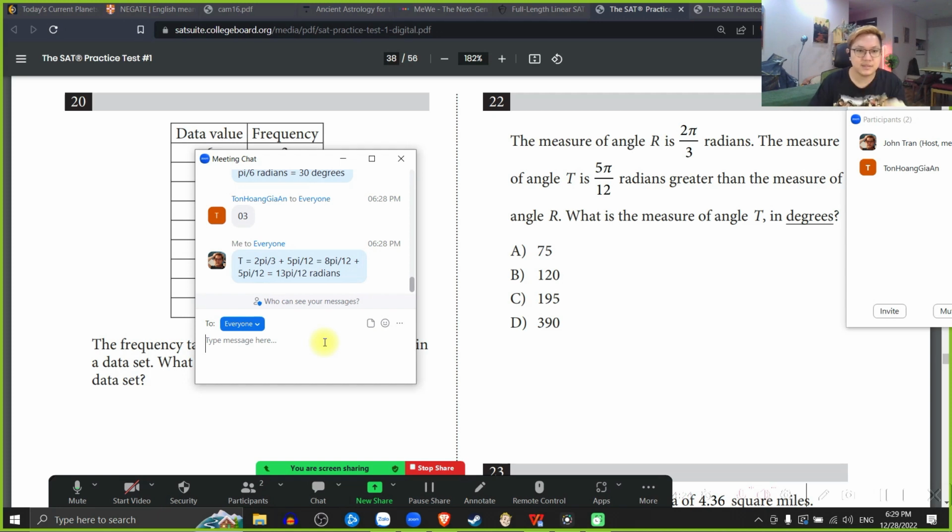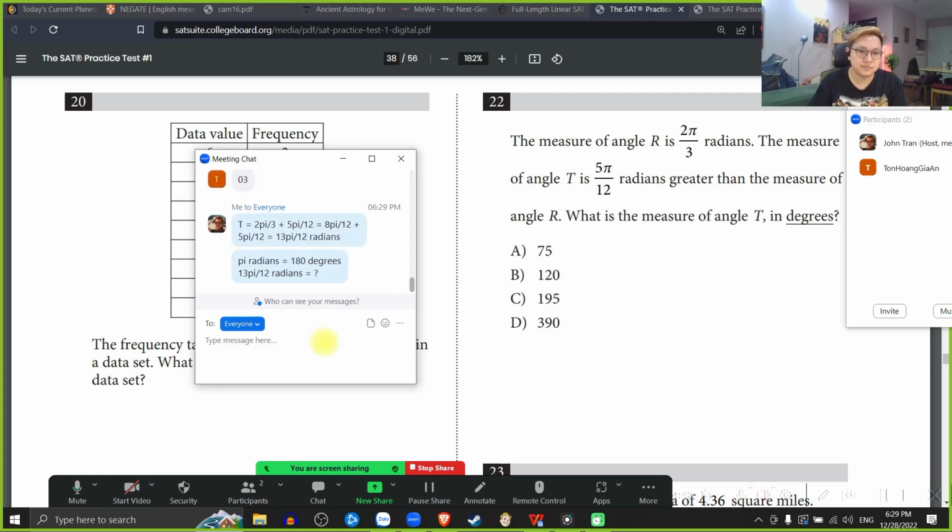So now, let's just say that pi radians equals 180 degrees. So how about 13 pi divided by 12 radians? Okay, you answer that.